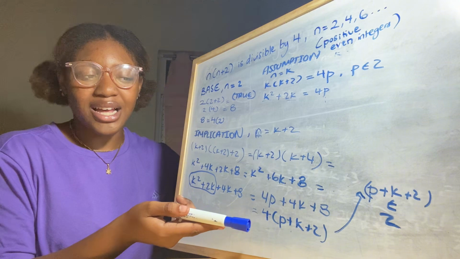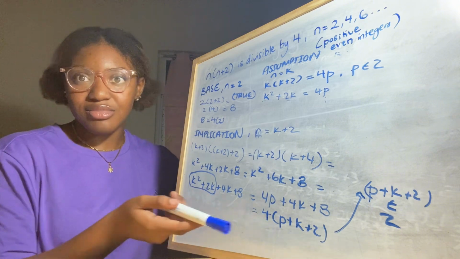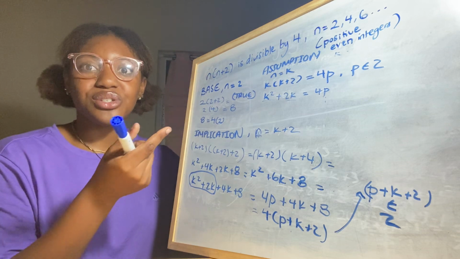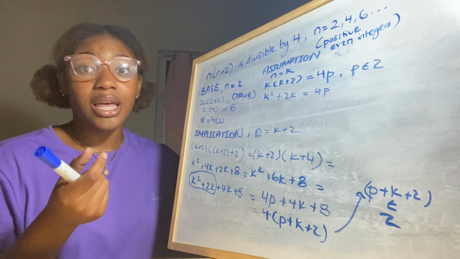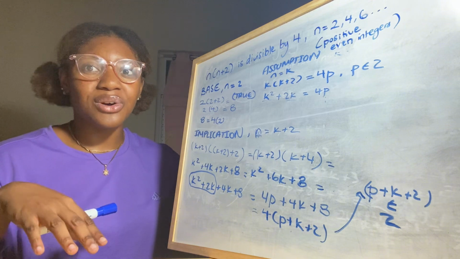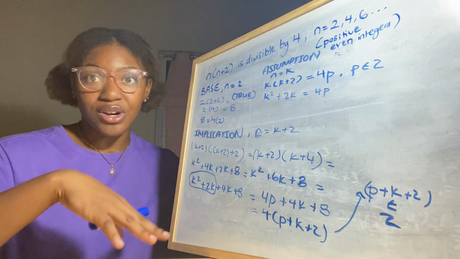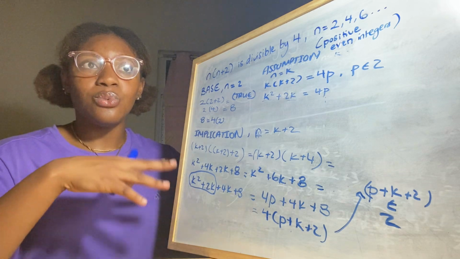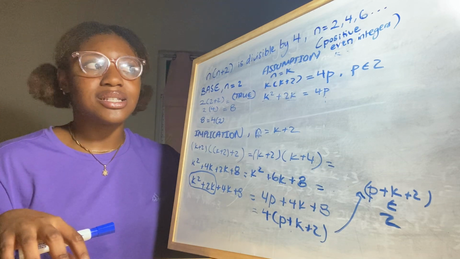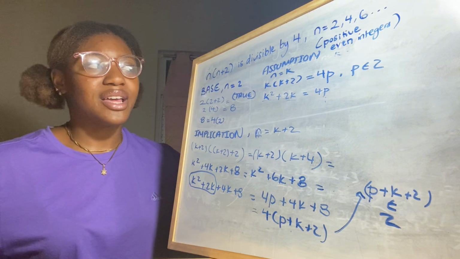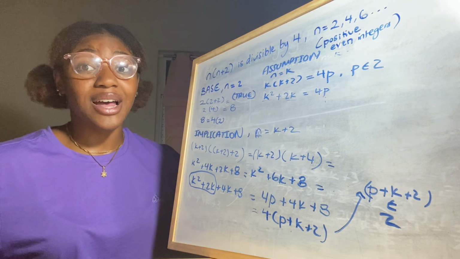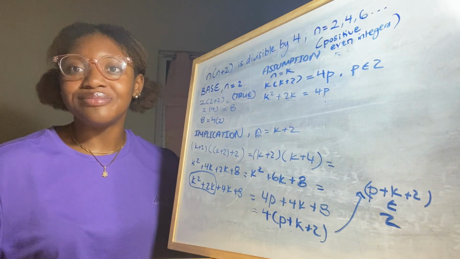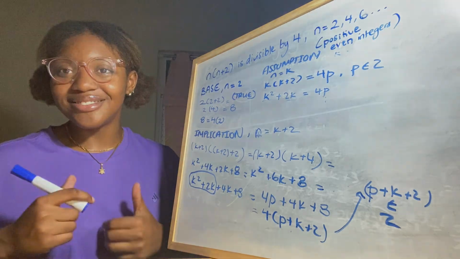And since we write this as 4 times an integer, we basically showed that the expression is true for n is equal to k plus 2. And since we showed that it's true for our first case, n is equal to 2, and n is equal to k and n is equal to k plus 2, we can make a general conclusion that the expression n in brackets n plus 2 is divisible by 4, where n is a positive even integer, is true. That's a wrap.